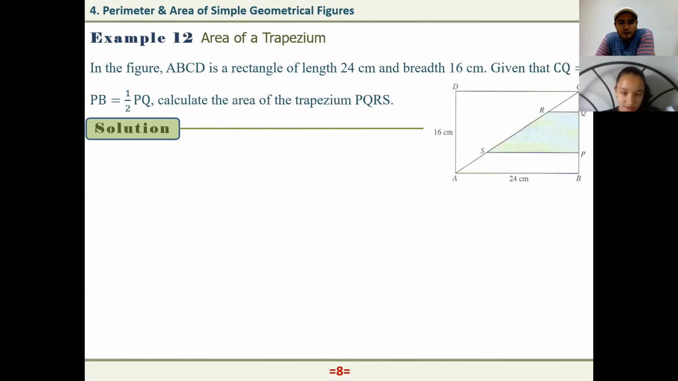If you solve this, I will give you 100 points. Okay, let me see. First read it and tell me if you understand this question or not. In the figure, ABCD is a rectangle of length 24 centimeters and breadth 16 centimeters. Given that CQ equals PB equals 1.5 PQ, calculate the area of the trapezium PQRS.